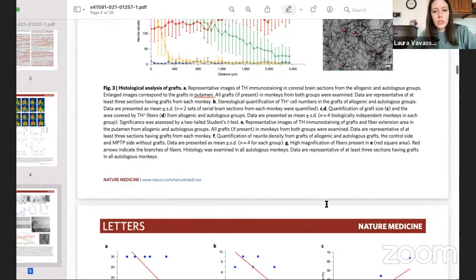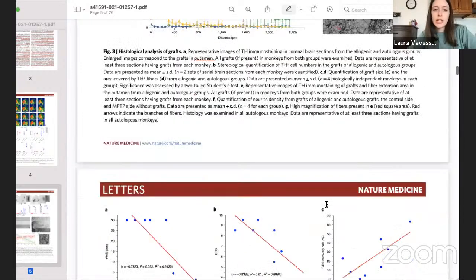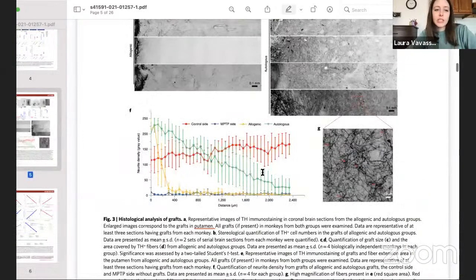So what the authors propose is that the immune system of the animals that received dopaminergic progenitors coming from other animals, so that underwent an allogenic transplant, attacked the cells coming from another animal, and therefore did not allow for the complete integration of these cells within the system of the host.